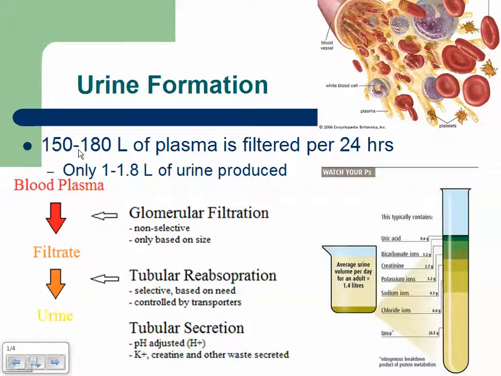About 150 to 180 liters of plasma gets filtered every 24 hours. To put that in perspective, 2 liters is a big soda bottle. So think about how many of those would be filtered through if we're doing 150 or 180. That's about 90 soda bottles worth of blood plasma getting filtered every day. Only about 1 to 1.8 liters, so not even a full soda bottle of that actually ends up being urine.